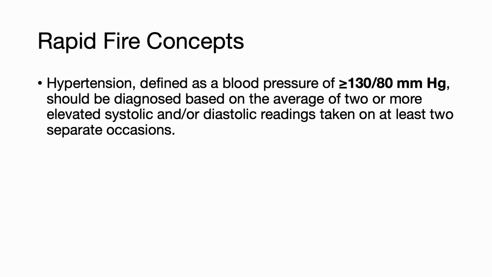Know the definition of hypertension, which is a blood pressure greater than or equal to 130 over 80, and should be diagnosed based on the average of 2 or more elevated systolic and/or diastolic readings taken on at least 2 separate occasions.